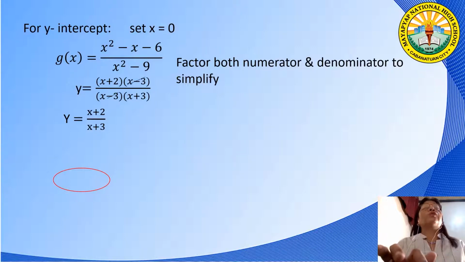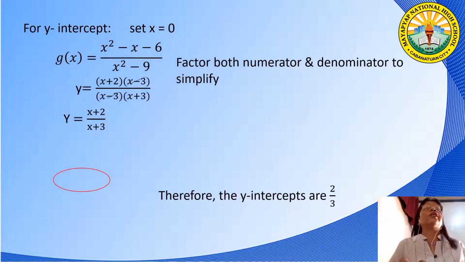So to give a value for x, in finding the y-intercept, you set x to 0. Therefore, y equals 0 plus 2 over 0 plus 3, or y equals 2/3. So therefore, the y-intercept is 2/3.